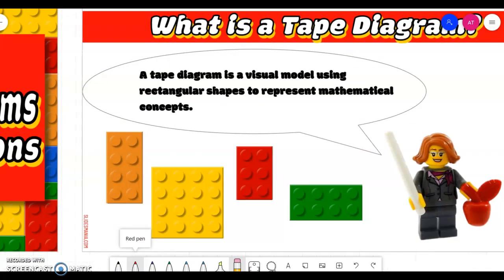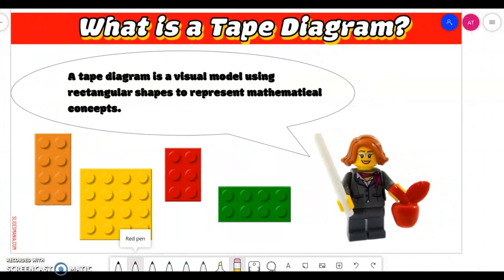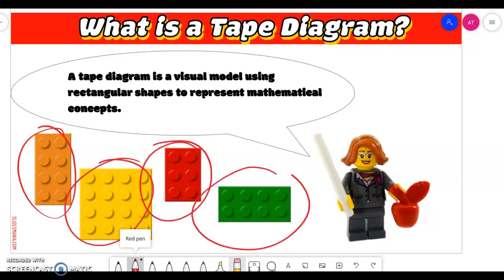But my first question to you is, what the heck is a tape diagram? A tape diagram is a visual model using rectangular shapes such as these Legos, here and here, to represent mathematical concepts. So it's a visual that we use to help us understand what's happening for these equations. If you remember the Huskies from yesterday, where we used that as the number attached to x, it's similar. But let's get on to it.